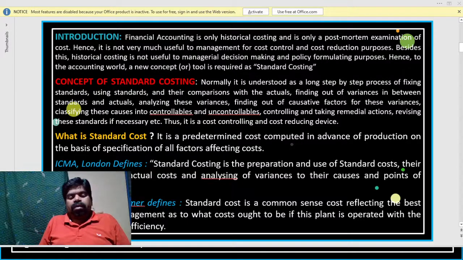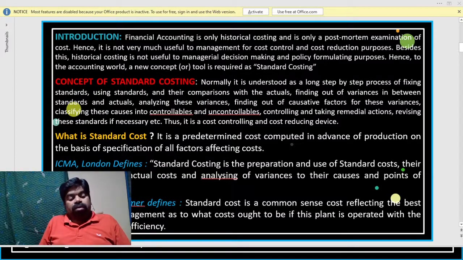So at the point of incidence, we can know what the standard is and what the actual is. Standard cost can be compared with the actual cost, the difference can be known, and then we can understand the cause and effect relation. Then we can go further. Where there is unwanted expenditure, that should be reduced. So standard cost is a tool to reduce and control the cost.